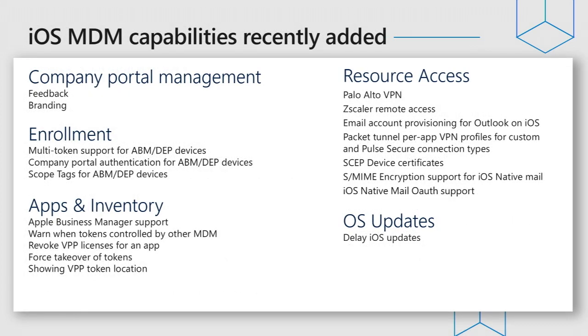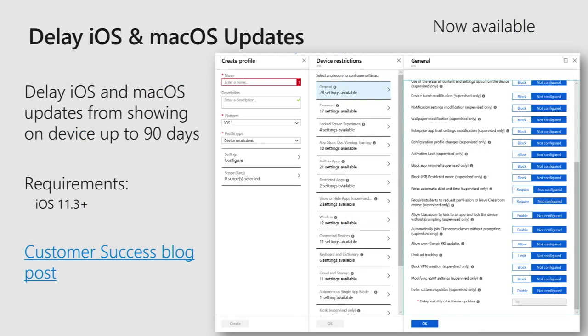We've also added a bunch of other MDM capabilities, which include things like Zscaler remote access and iOS native mail OAuth support, which I'll talk a little bit about later. We also have the ability to delay iOS and macOS updates. This is something we've heard requests for from a lot of customers, and now we'll be able to delay updates from showing up onto your device for up to 90 days. This is really key when you have different LOB apps that you're not quite sure will necessarily work on the next version of iOS. It gives you some time to make sure everything's set up and your users have the best experiences on their corporate supervised apps.